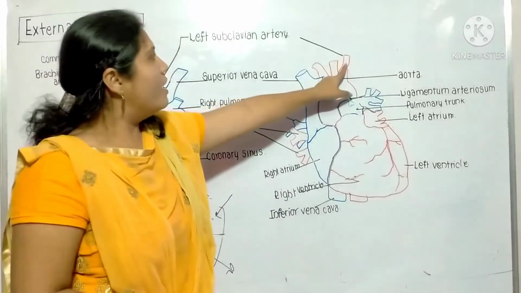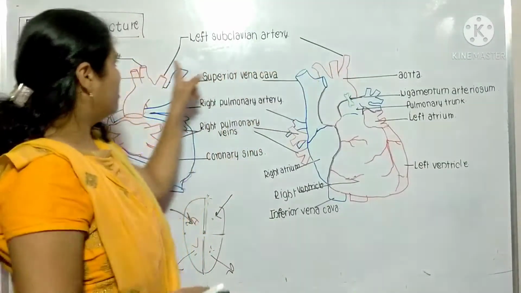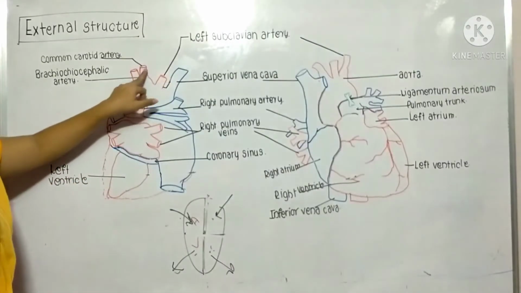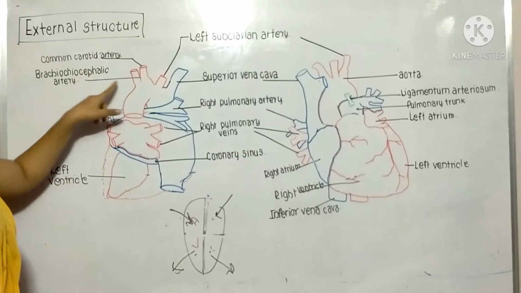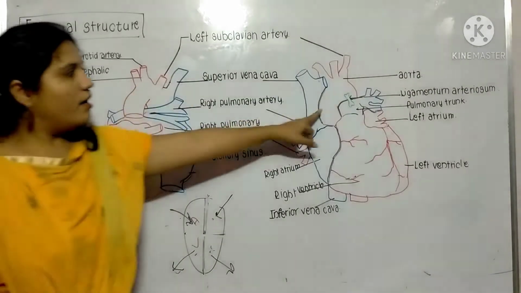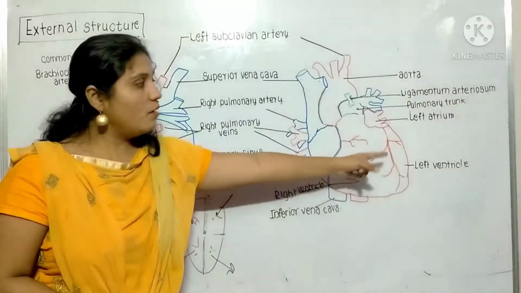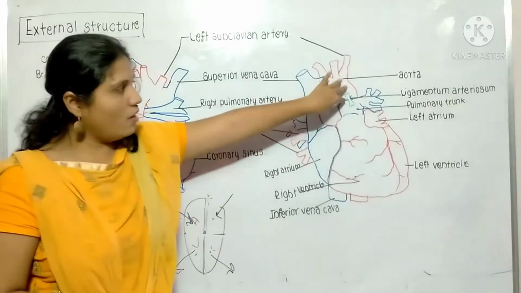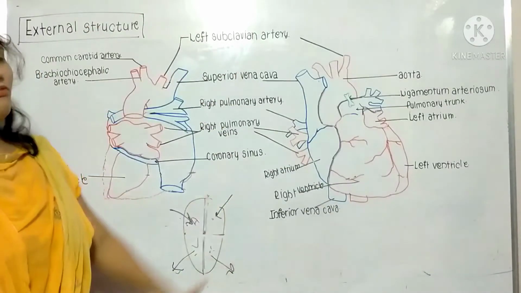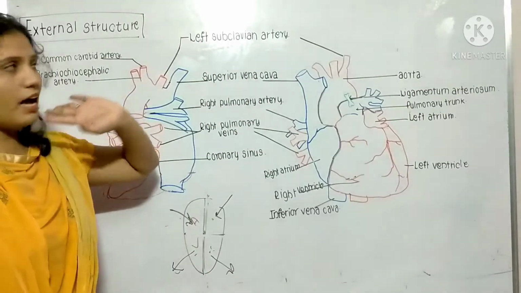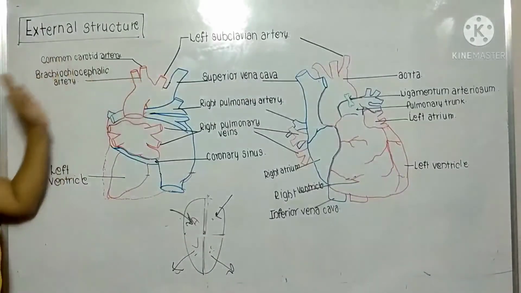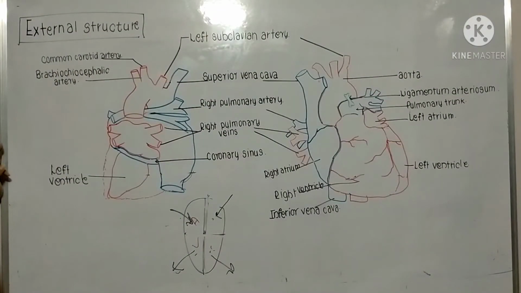One is the left subclavian artery, the next is the common carotid artery, and the brachiocephalic artery. When the aorta takes oxygenated blood from the left ventricle, it divides into three arteries, which pass towards different parts of the body. These three arteries are the left subclavian artery, common carotid artery and brachiocephalic artery.